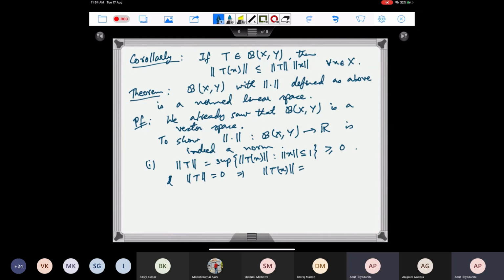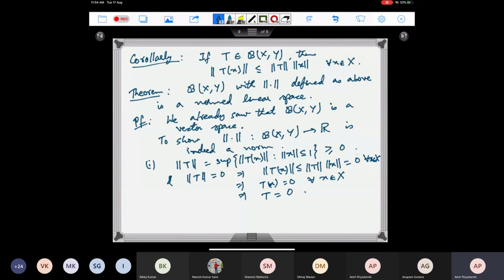Why? Because norm Tx we know is less than or equal to norm T times norm x, and norm T is equal to 0. So this is true for all x in X, and because this is a norm on the vector space Y, this will imply that Tx is equal to 0 for all x in X, which implies T is the 0 operator. So T is equal to 0. So the first property is obvious, and the second one is again easy.